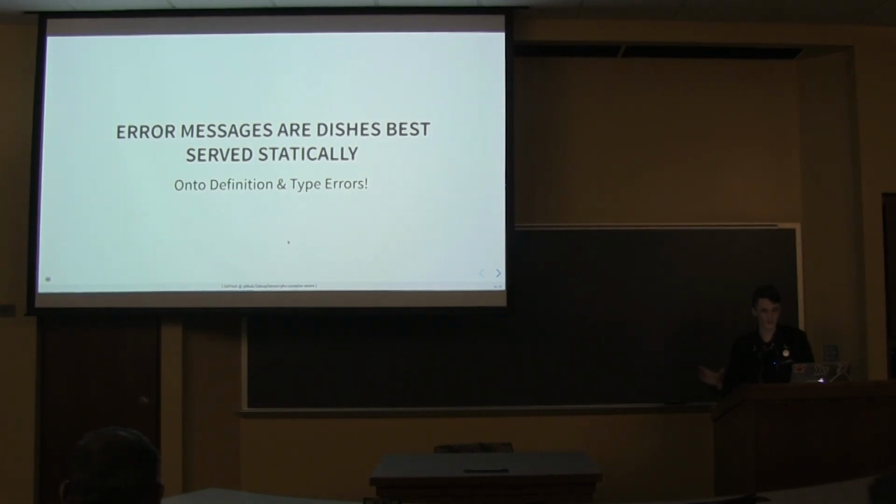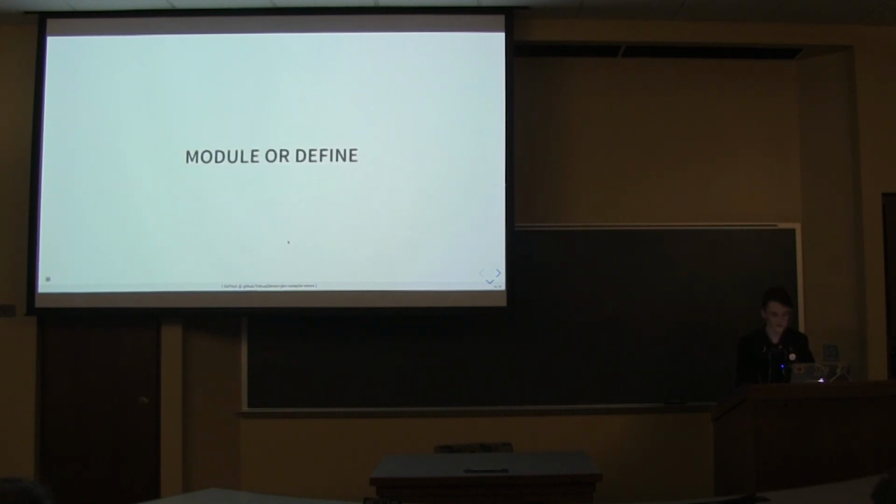For this first example, I'm going to turn off the implicit prelude, and if you're following along in your own REPL, I'll remind you to turn it back on afterwards. So the first error that we're going to look at here is module or define, which is a definition error.